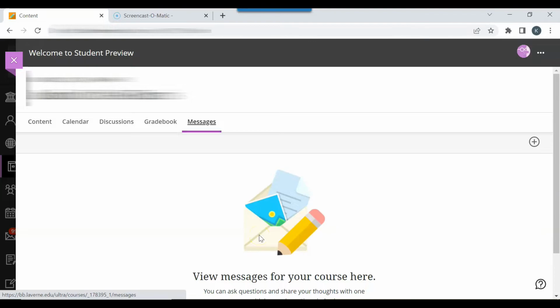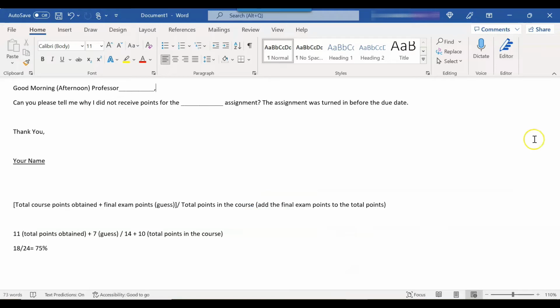Check your email several days a week to ensure that you do not miss vital course information. You can also calculate the number of points that you need to obtain on the final exam to achieve your goal grade in the course. Use this formula: total course points obtained plus final exam points.